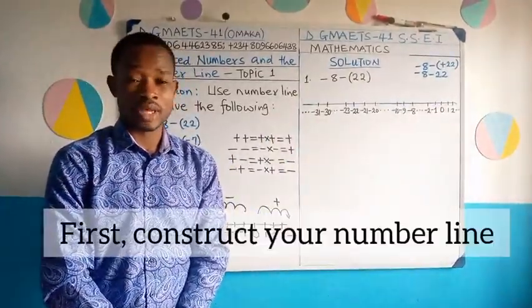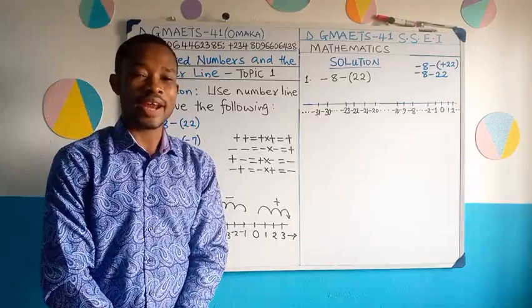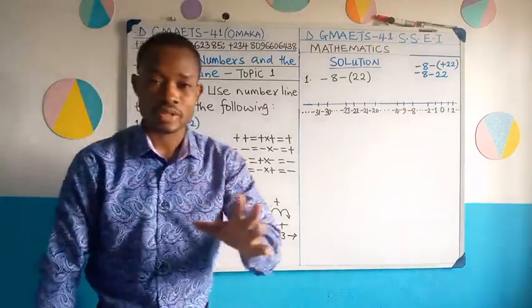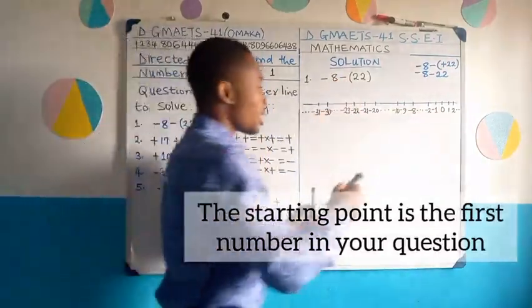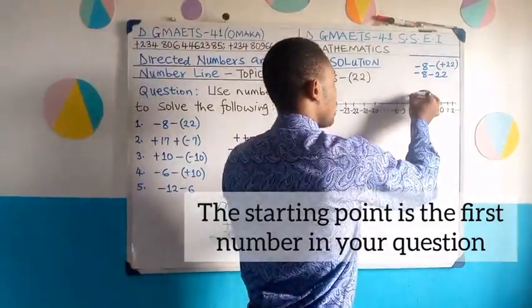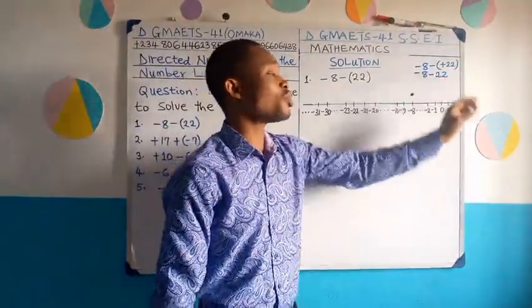First, you construct your number line. But as you're constructing it, minus 8 must be there. Minus 8 is your starting point. That's what I have here, minus 8. The first number is your starting point. So I will come here. This is minus 8. That's where I'm going to start from. Now we have minus 8 and then minus 22.